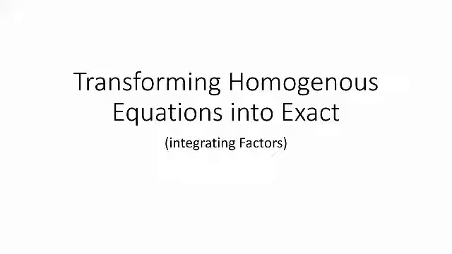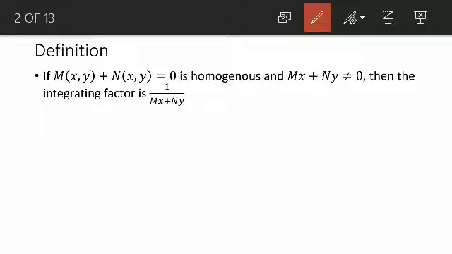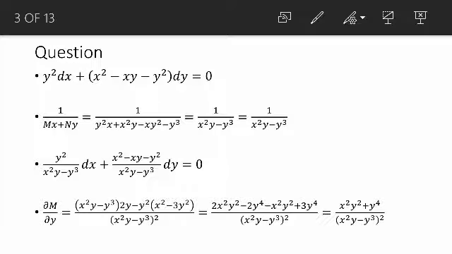In this video, we are going to be looking at how to transform a homogeneous equation into an exact equation, to know the integrating factors responsible. Okay, so here we have: if M(x,y)dx plus N(x,y)dy equal to 0 is homogeneous and Mx plus Ny is not equal to 0, then the integrating factor is 1 over Mx plus Ny. Okay, so we see an example here.